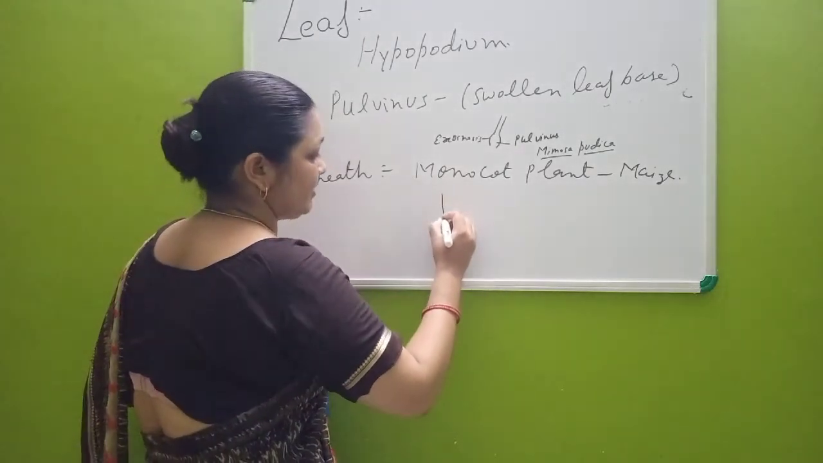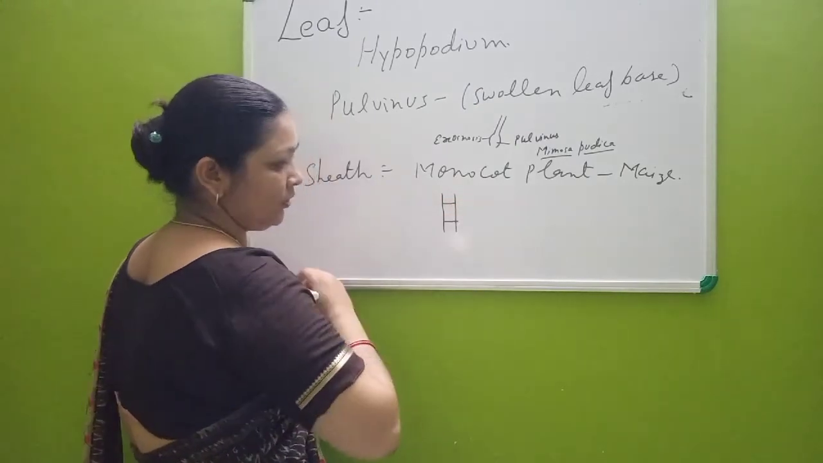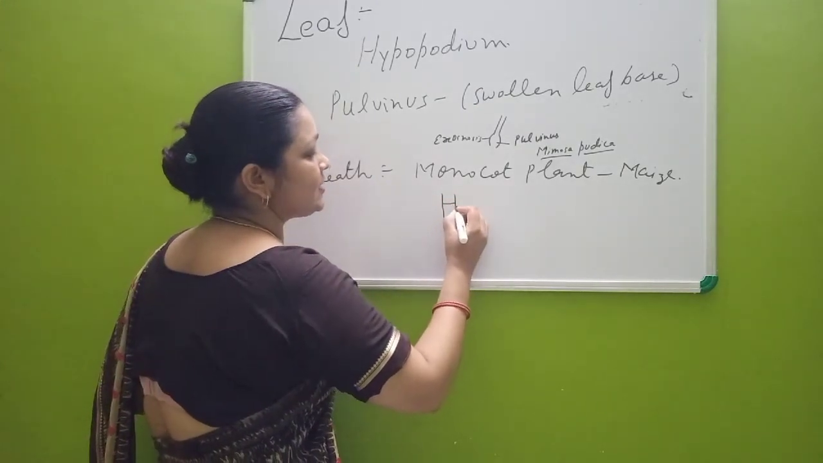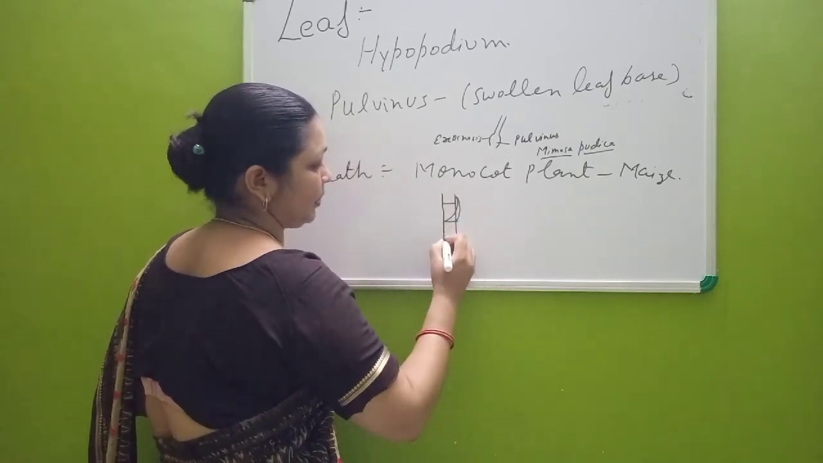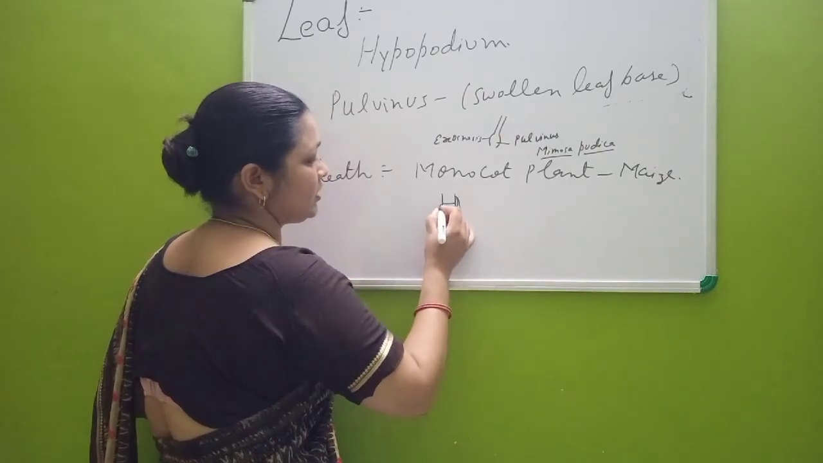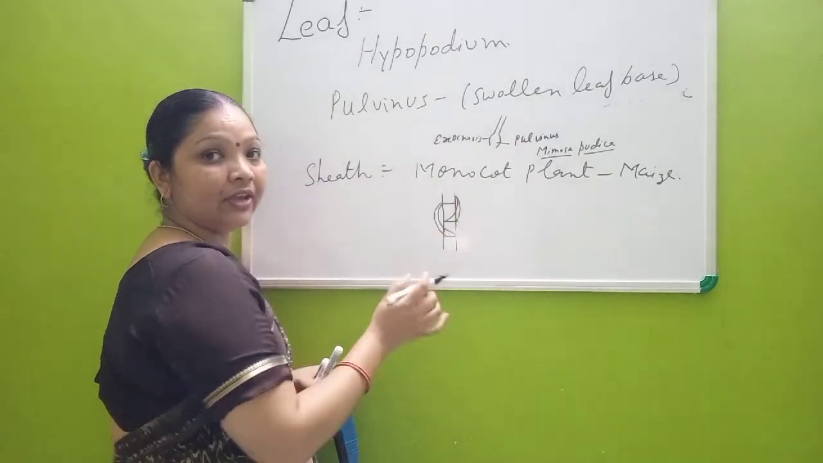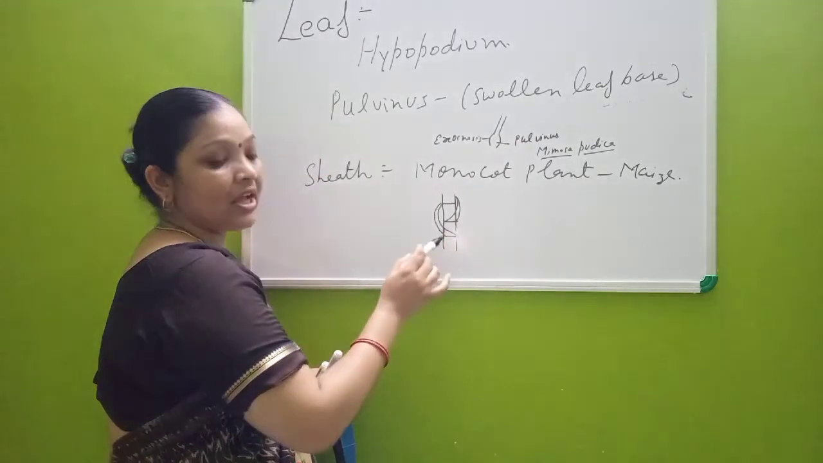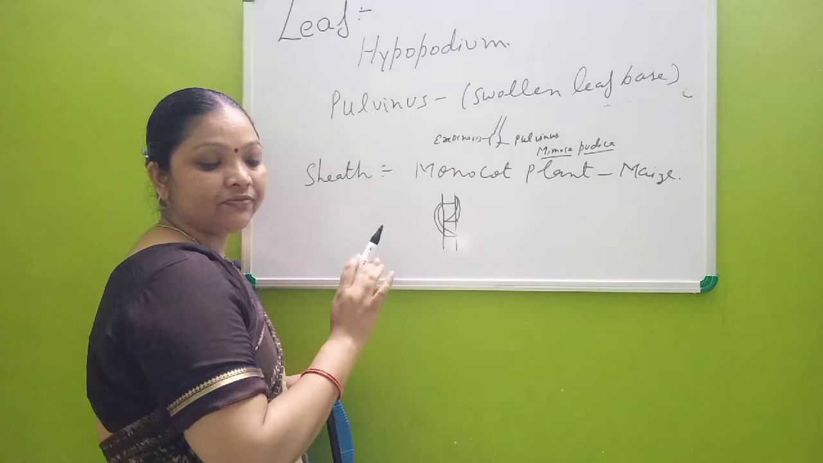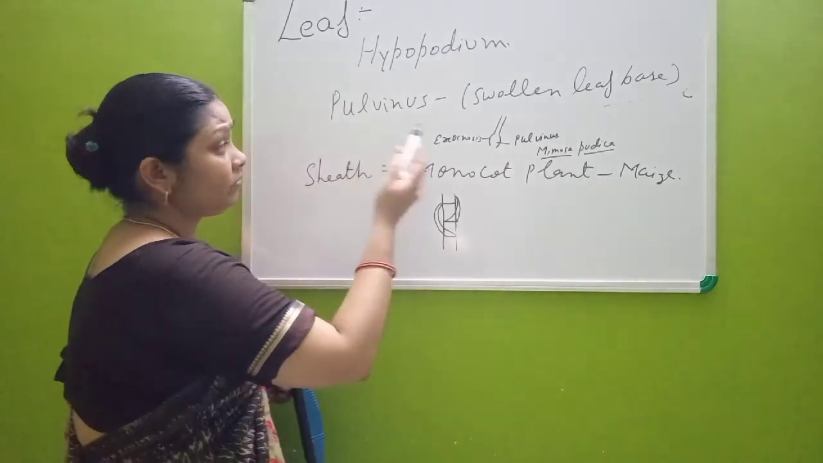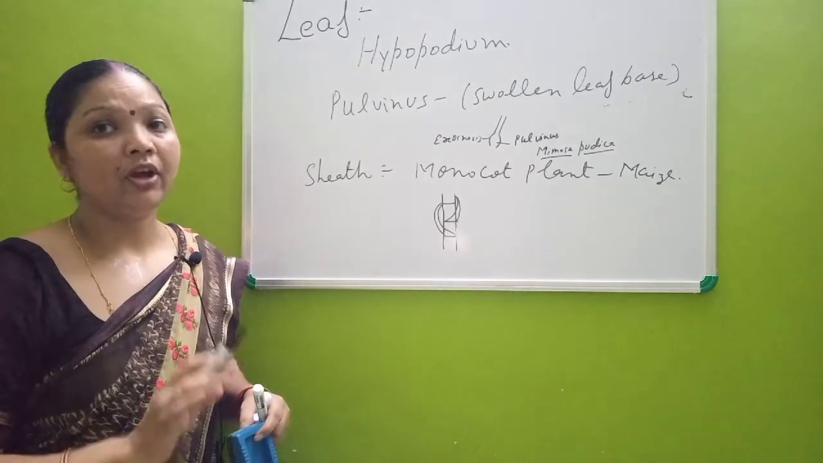For example, we'll take a stem, and the stem will have node and internode. Now the leaf arises and covers this stem. One leaf also arises and covers this stem. If this type of covering is found, then this is a sheet type of hypopodium, and it is found in a maize plant. It is the main characteristic of monocot plants.